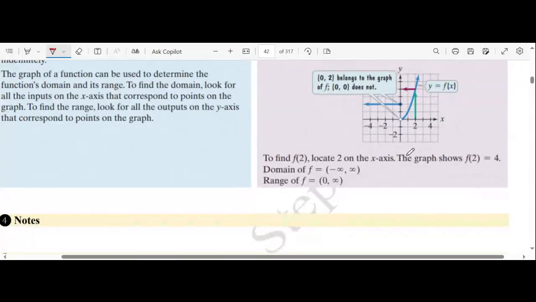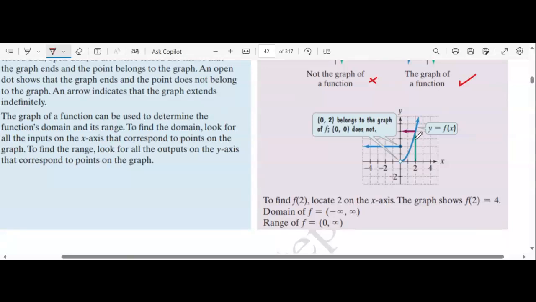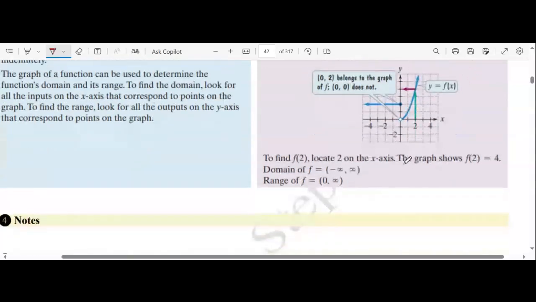Now let's take a look at the graph here. We can find the domain and we can find the range from the function. Let's take a look at this graph. What is the domain here? The domain is x values. Where are the x values going? Negative infinity. And where are the x values going? Positive infinity. So your domain here is from negative infinity to what? Positive infinity.